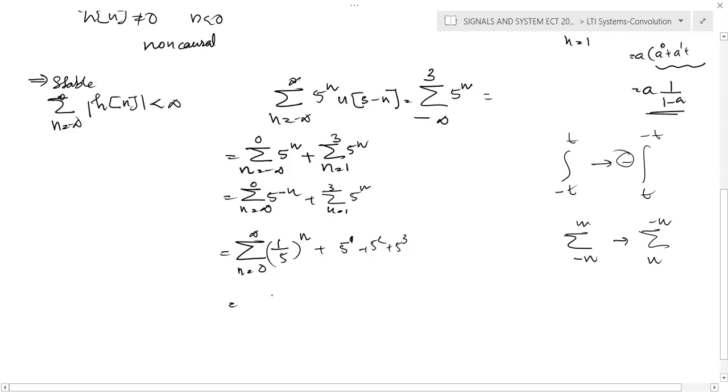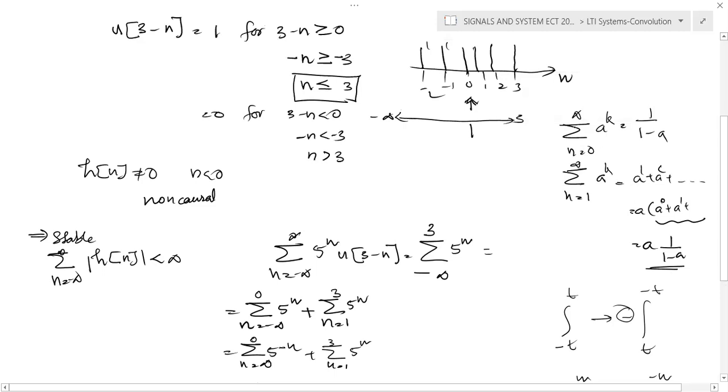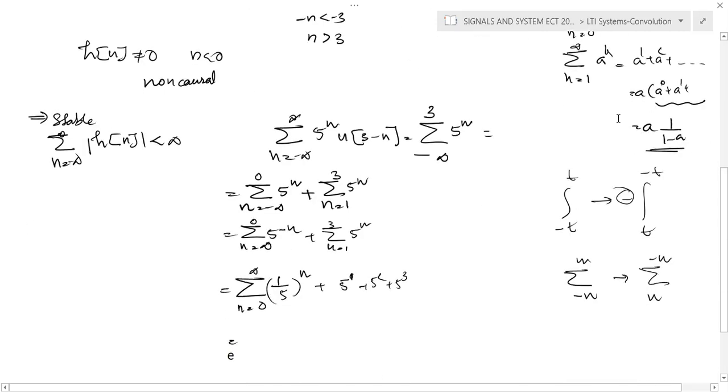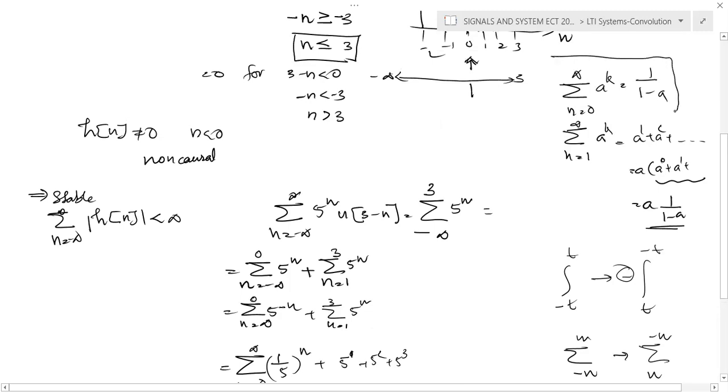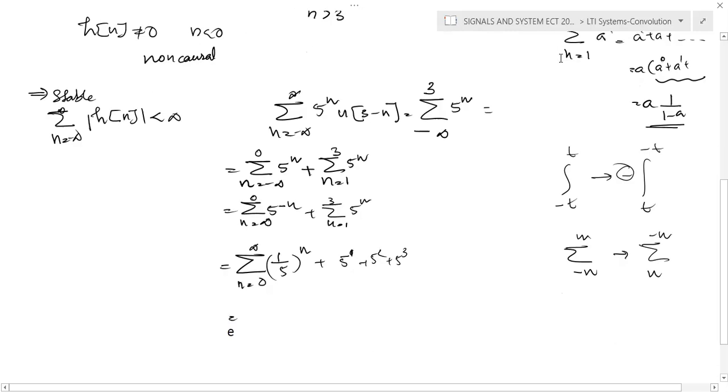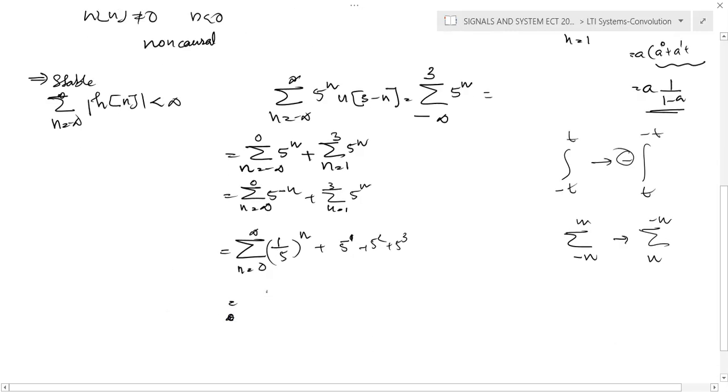Okay. And if you expand this, you will get, if you apply the formula, sigma n is equal to 0 to infinity a raised to n. This is a standard formula we can apply here. So you'll get 1 by 1 minus 1 by 5 plus, if you perform this, I think you'll get 155. And the first term is 5 by 4. Okay. So anyway, we don't need to calculate the final value, but we know that this is less than infinity. So the condition is valid here. So the given system is absolutely summable, or we can conclude that it's a stable system.